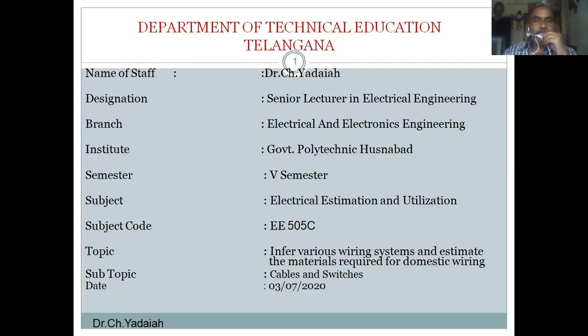So today we are going to learn the fifth semester Electrical Estimation and Utilization subject, BE 105, C18 scheme. Topic: various wiring systems and estimating the material required for domestic wiring, and the subtopic is cables and switches.